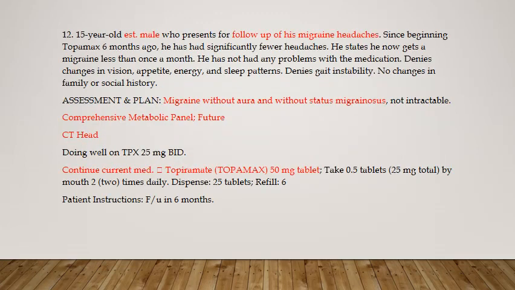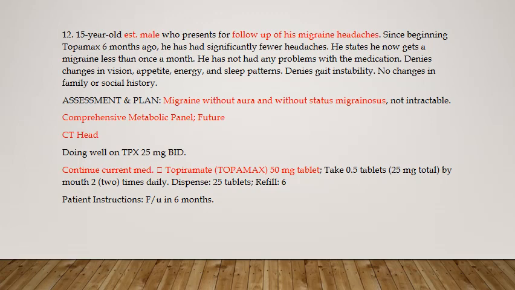Then question number 12. A 15-year-old established male who presents for follow-up of his migraine headaches. Since beginning Topamax 6 months ago, he has had significantly fewer headaches. He stated he now gets a migraine less than once a month. He has not had any problem with medication, denies changes in vision, appetite, energy and sleep pattern, denies gait instability, no changes in family or social history.